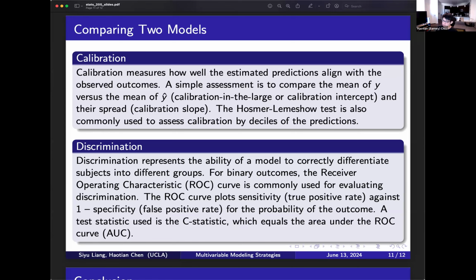And lastly, discrimination represents the ability of a model to correctly differentiate subjects into different groups. For binary outcomes, the ROC curve is commonly used for evaluating discrimination, which plots the sensitivity against 1 minus the specificity. A test statistic used here is the C statistic, which equals the area under the ROC curve.